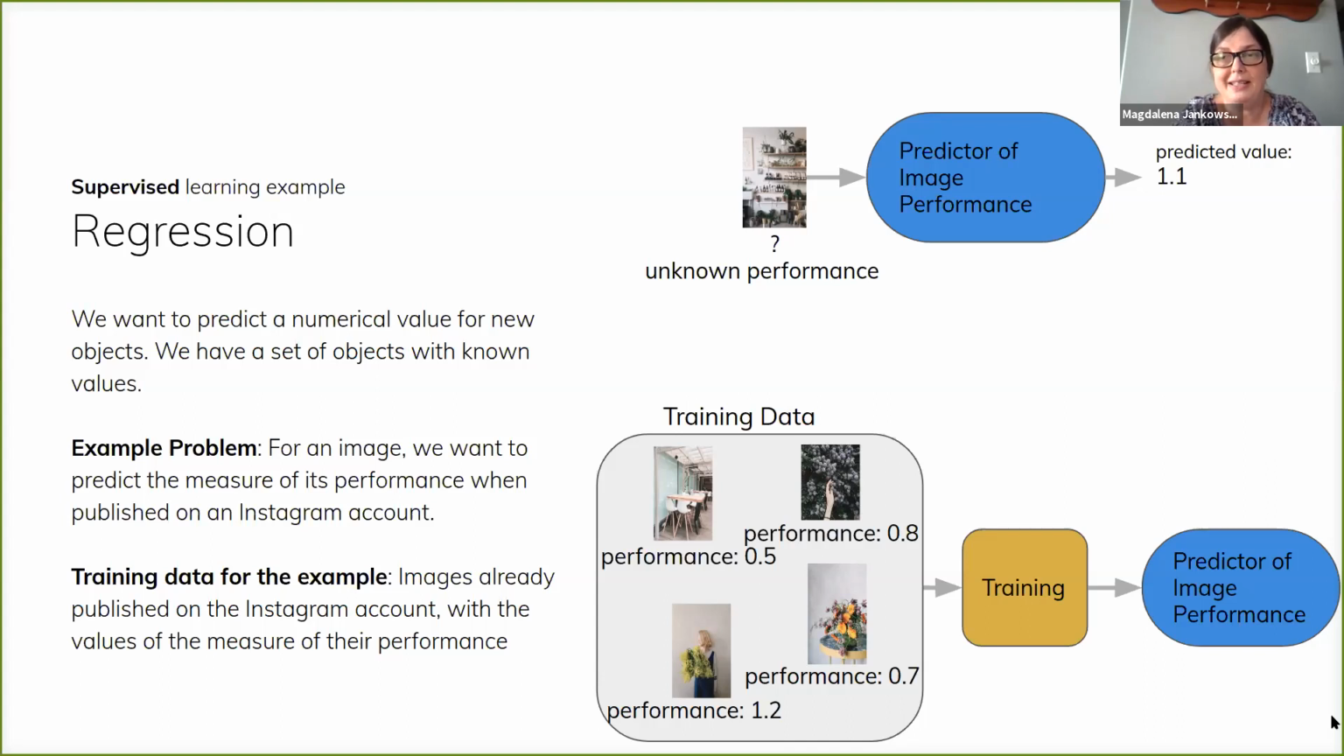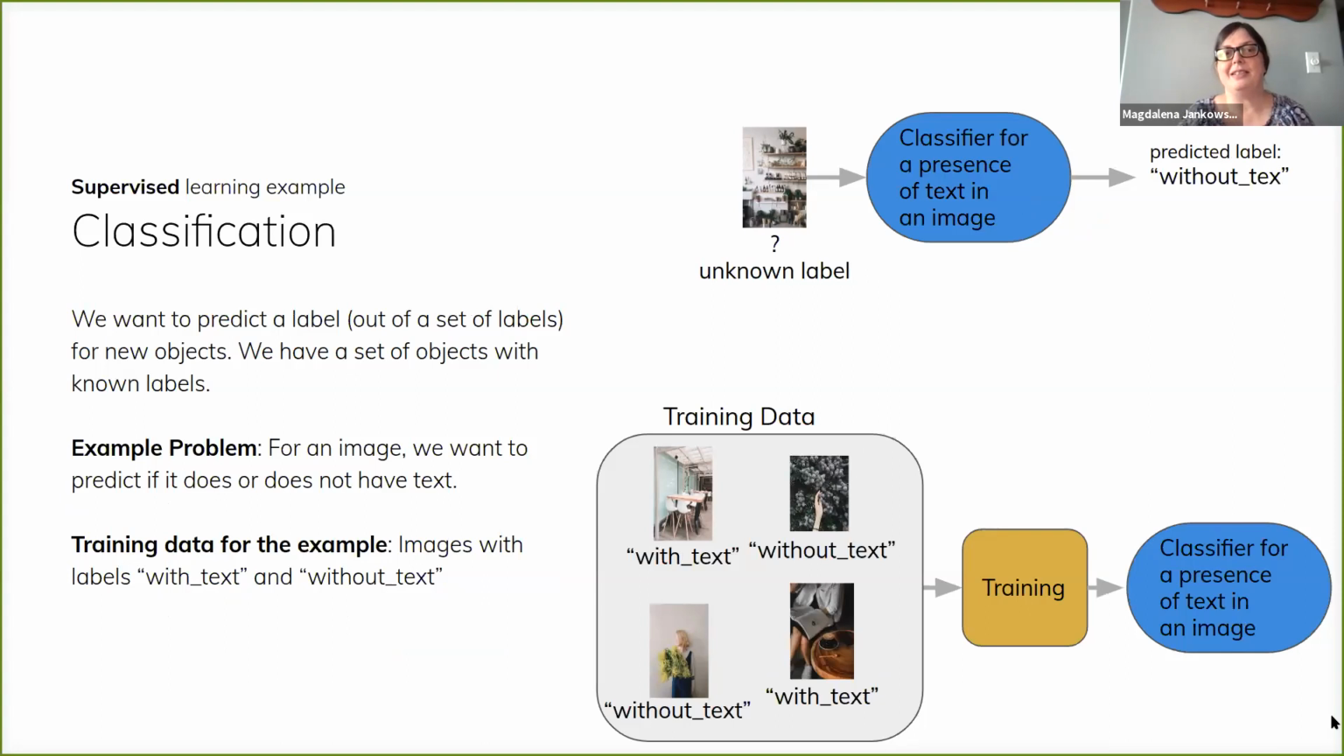And our training data, in this case, is images that were already published, for which we know the value, and that's what we learn from. So we have this training data, and on that we train our predictor of the image performance. Another important problem for supervised learning is classification. It's kind of similar, but the answer is not a number. It's a label out of a finite set of labels.